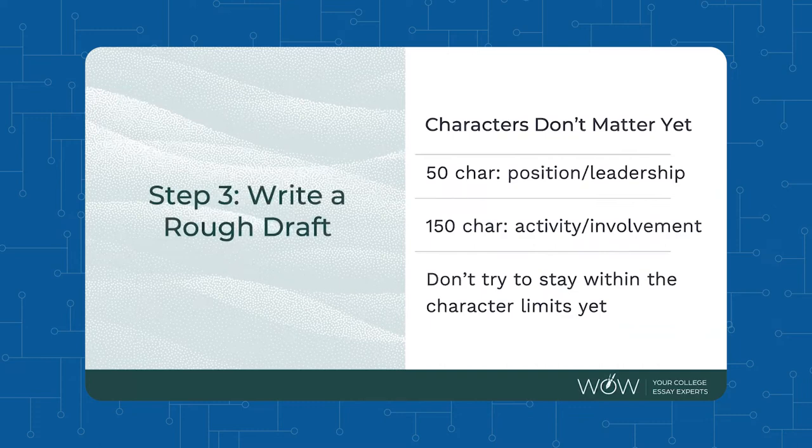Now, you're going to start out with the first draft. And in this case, characters don't matter yet. And by characters, I mean the letters, the spaces, the commas, all the other punctuation. But you should keep in mind that the character limit is brief. So you're not writing paragraphs and paragraphs, but when you do your first draft, you can keep it general. You don't have to count characters yet. You will eventually have 50 characters, that's not letters, it's characters, for the position or leadership role, and 150 characters to describe the activity and how you were involved in it. But as I said, you're writing a first draft. You're not inside the Common App yet. You're just using a document to make some notes.